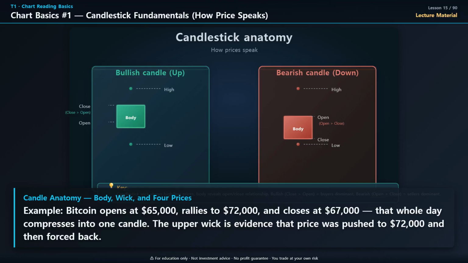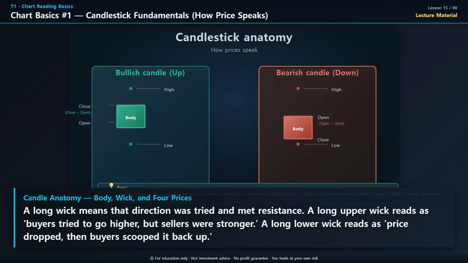Example: Bitcoin opens at 65,000, rallies to 72,000, and closes at 67,000. That whole day compresses into one candle. The upper wick is evidence that price was pushed to 72,000 and then forced back. A long wick means that direction was tried and met resistance. A long upper wick reads as buyers trying to go higher, but sellers were stronger. A long lower wick reads as price dropped, then buyers scooped it back up.